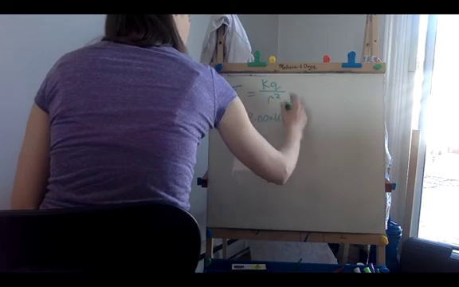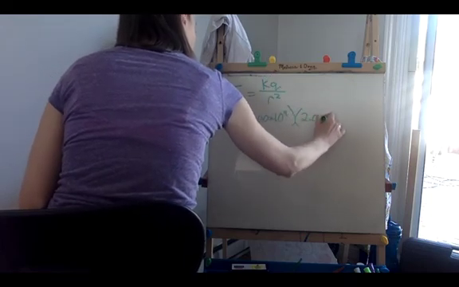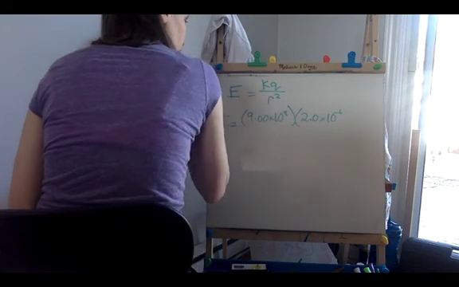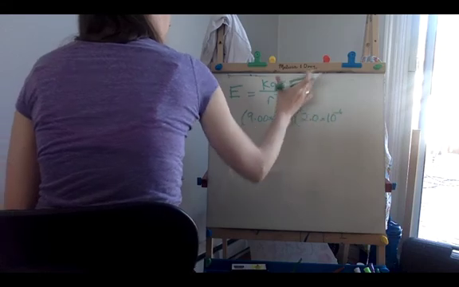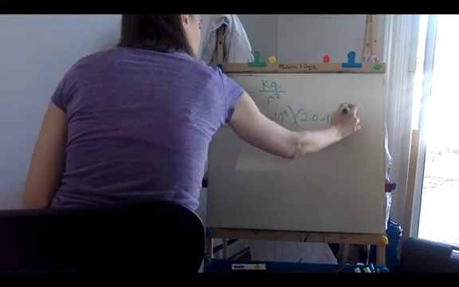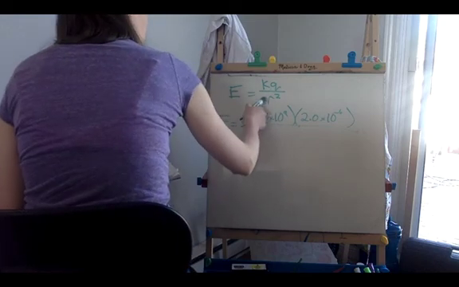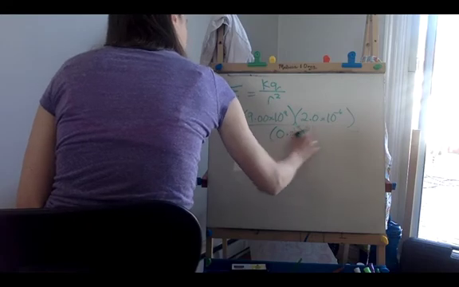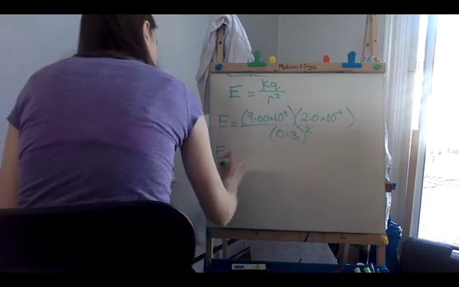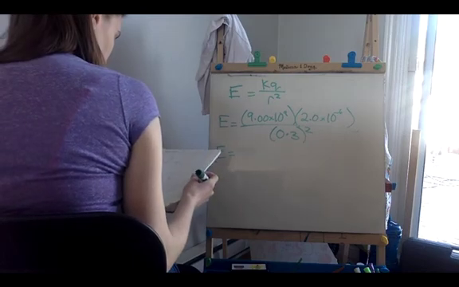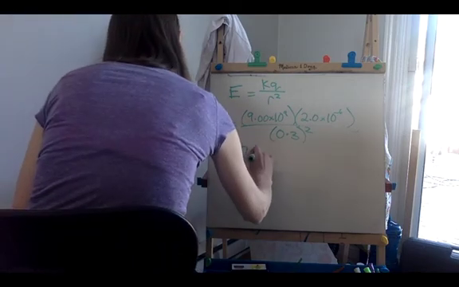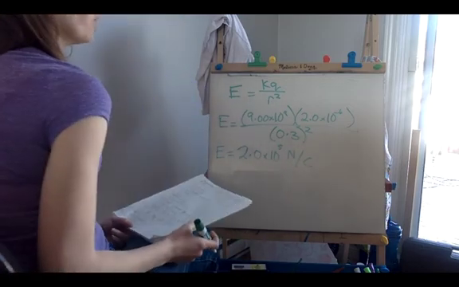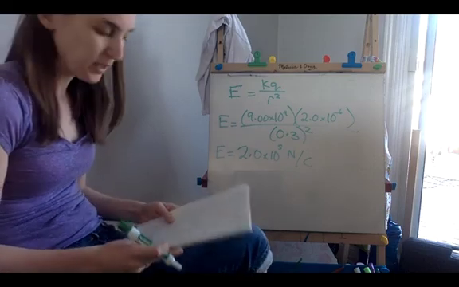And then you had your charge, the source charge, and that was given to us as 2.0 times 10 to the minus 6, or that could have been given as 2 microcoulombs. Don't worry about the positive or negative here, just put in the magnitude. And then your radius should be in meters, so 30 centimeters would be 0.3 meters squared. Once you calculate all of this, you end up getting a value of 2.0 times 10 to the 5 newtons per coulomb. So there's your electric field intensity.